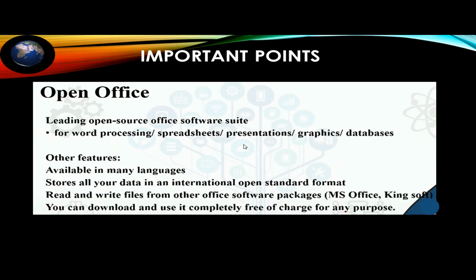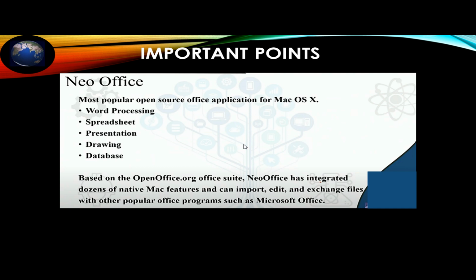So some important points, like open offices, which are all about open source software. For word processing, spreadsheet, presentation, graphics, these kinds of open offices will be there. You can download such freely available software. They have features like being available in many languages, storing all the data in international open standard formats, and reading and writing the files, as MS Office does. You can download and use it freely, no charge. So NeoOffice is also there for word processing, spreadsheet, presentation, drawing, database. So these options are freely available.